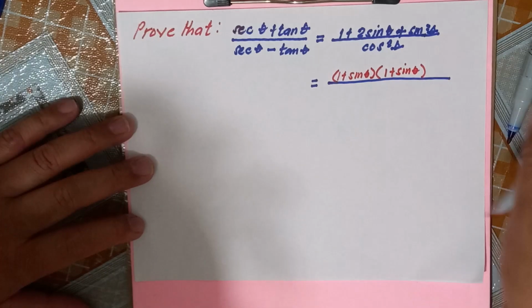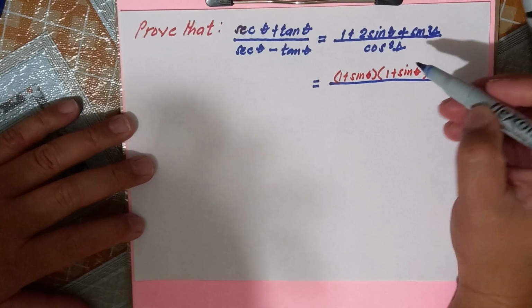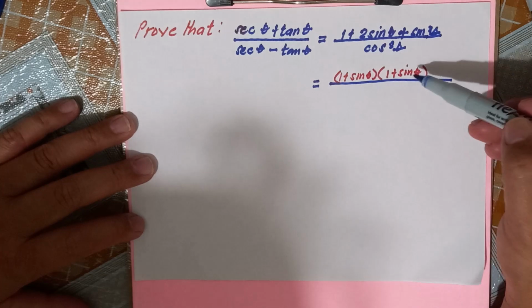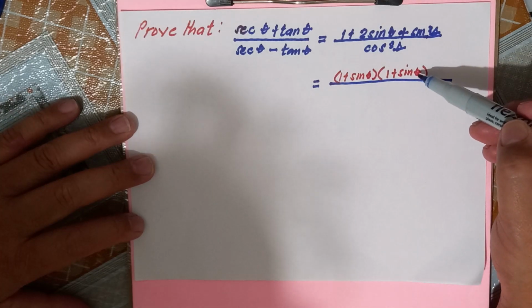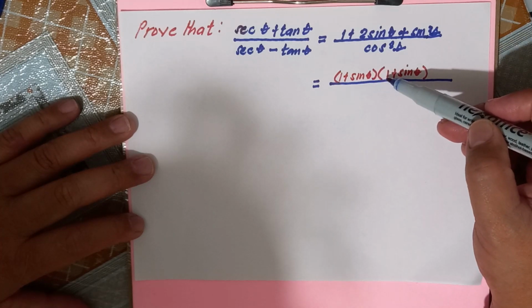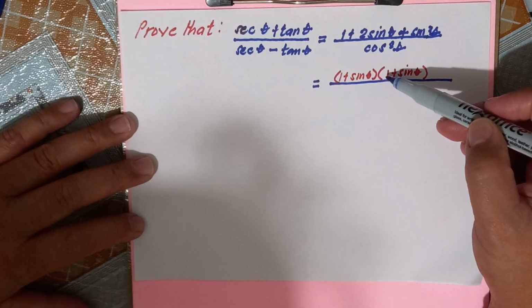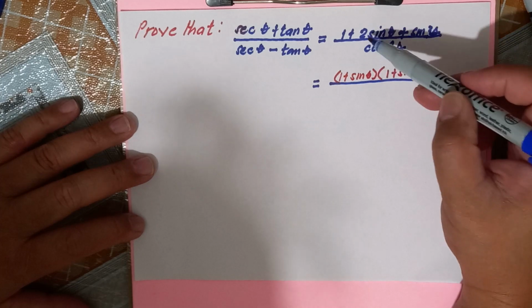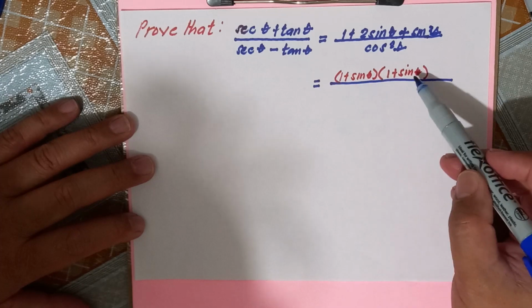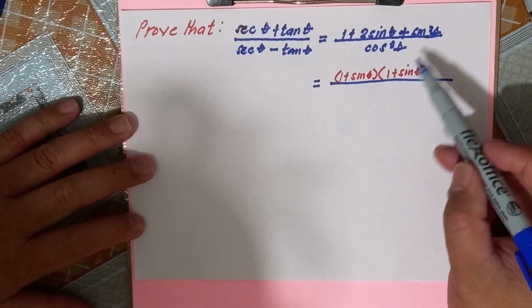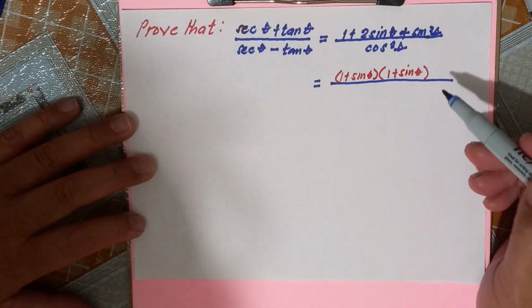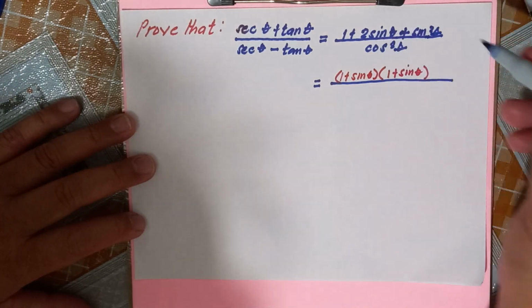So if you return this to its original form, 1 multiplied by 1 will give you 1. 1 multiplied by positive sine theta will give you sine theta. Sine theta multiplied by 1 is the same as sine theta. So sine theta plus sine theta will give you 2 sine theta. Now what about this one? Sine theta multiplied by sine theta is the same as sine squared theta. So that is the binomial factor of our numerator.